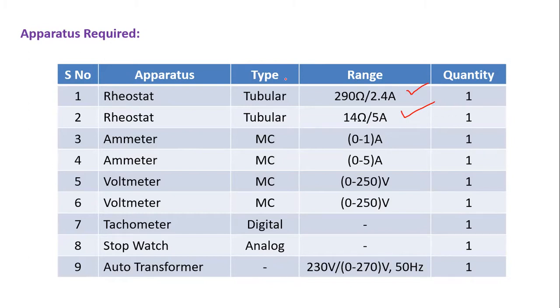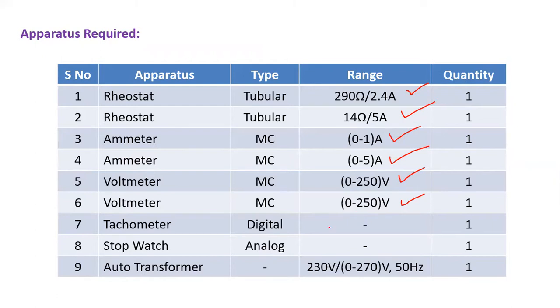Coming to the ammeters, we are using two ammeters. One we are using for measuring the field current, and one more for the armature current. That is, 0 to 1 ampere in the field circuit, and 0 to 5 amperes in the armature circuit. Voltmeters, also two voltmeters. One we are connecting directly across the source to measure the source voltage, and one more across the armature, to measure the armature voltage or back EMF.